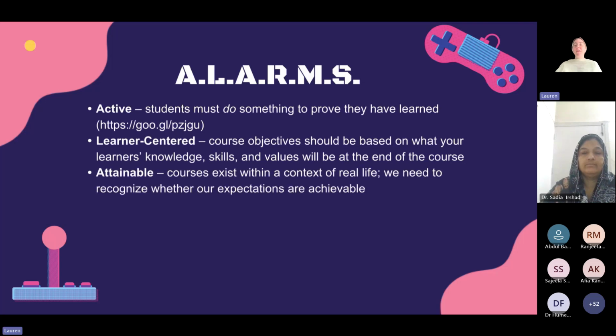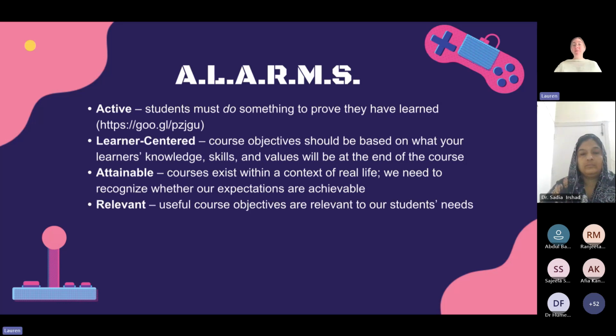So we should remember that our courses exist within a context of real life. Students are living their lives and doing all sorts of things. And they're taking a lot of other courses. They might be in extracurricular activities. They might have jobs. They might have families. And so we need to think to ourselves, are the goals that I'm setting for this course attainable within the context of students' lives?